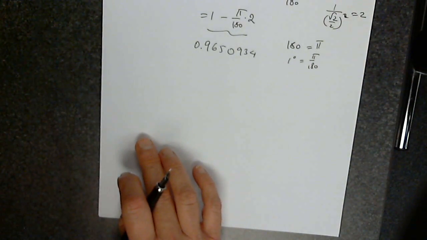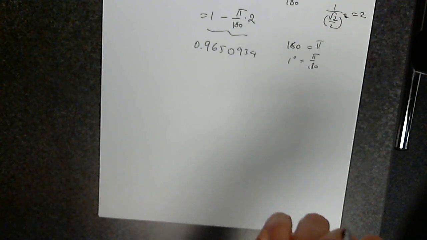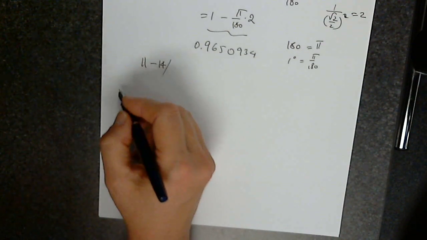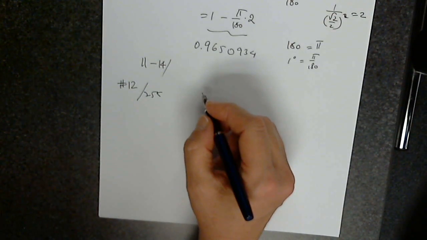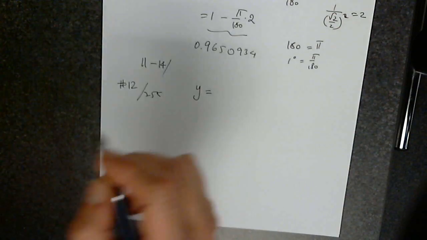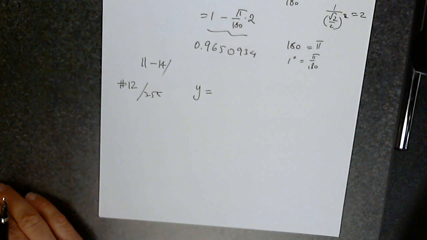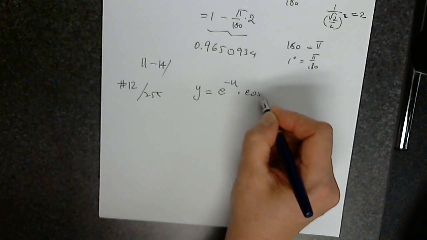Okay, so find the differential of each function. So let's say you choose from problems 11 through 14. 12 it is, 12 on page 255. You want a or b? One is s over 1 plus 2s, and the other one is e to negative u cosine u. B. Okay, perfect. So this is e to negative u times cosine u.